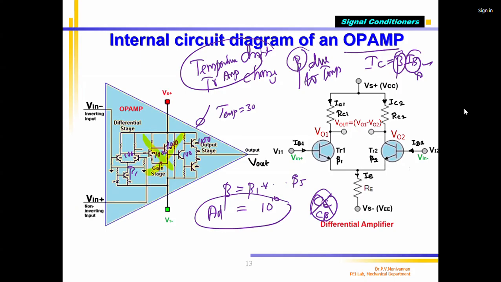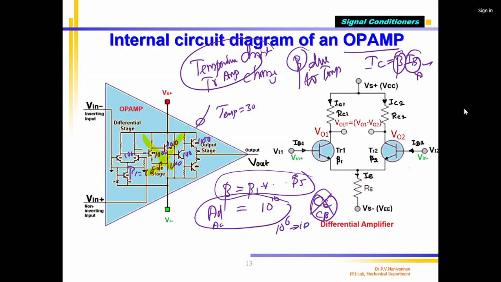Now, since it has 5 stages, each stage has 100 gain. Correct. Beta for each transistor, I said 100. For example, the first maybe 10, second maybe 1000, third maybe 10, fourth maybe 100. Anything it can be. But finally, what is it? Multiplication of all those things. For understanding purposes, I said all 5 transistors inside the op-amp have equal current gain. So in this case, 10 power 10, correct? This is what we call AOL or AD. Basically, what I want is infinity, but that is not possible. That's why the practical op-amp has 10 power 6 to 10 power 10 only.